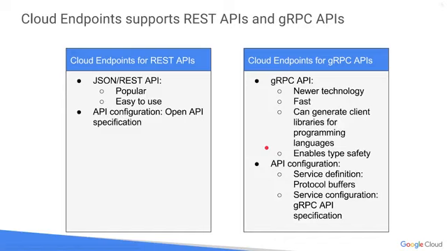Cloud Endpoints supports transcoding of HTTP JSON calls into gRPC. Your clients can access your gRPC API by using plain old HTTP JSON calls. In the rest of the module, we'll focus on JSON-based REST APIs. For information about gRPC APIs, see the Downloads and Resources pane.